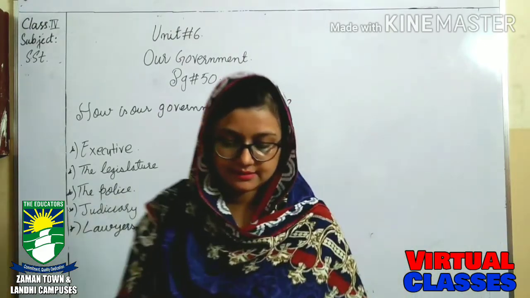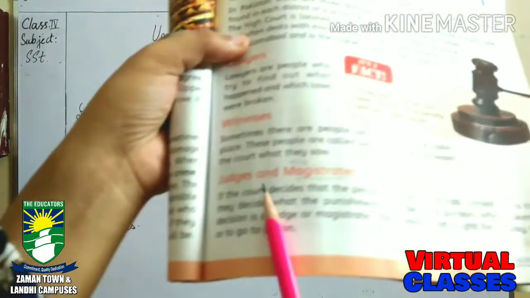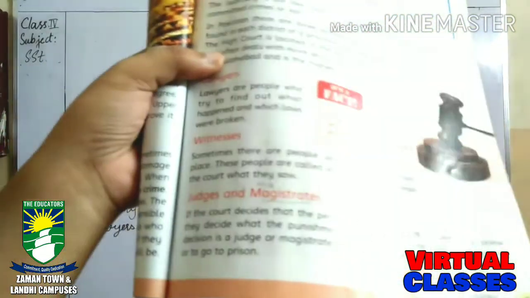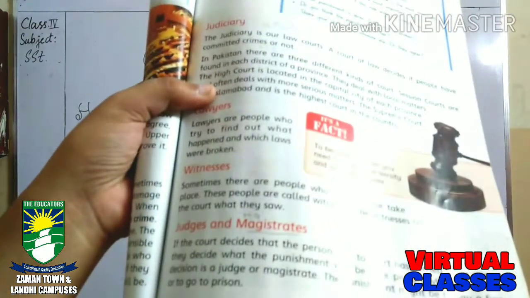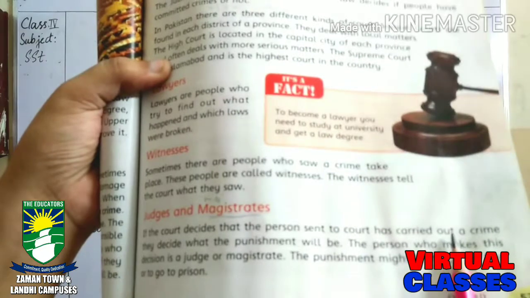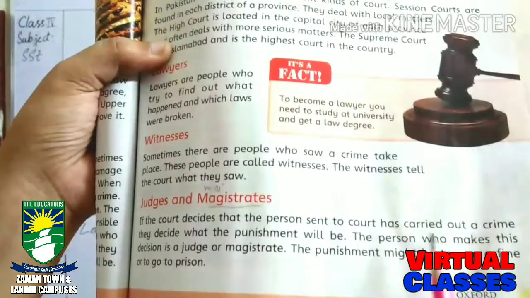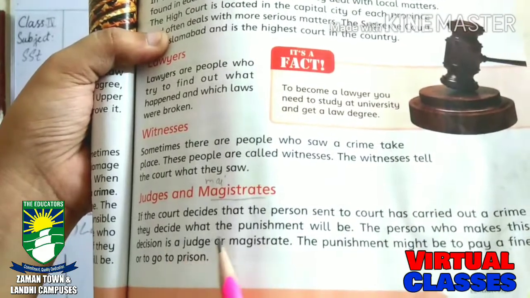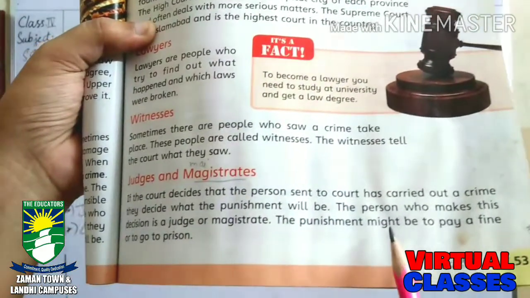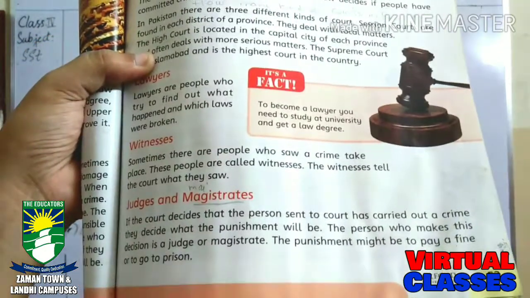Now you can see on this page, the third one after this, judges and magistrates. If the court decides that the person sent to court has carried out a crime, they decide what the punishment will be. The person who makes this decision is a judge or magistrate. The punishment might be to pay a fine or to go to prison.